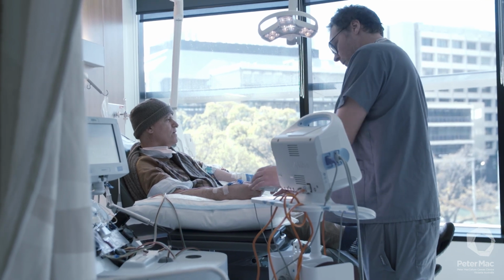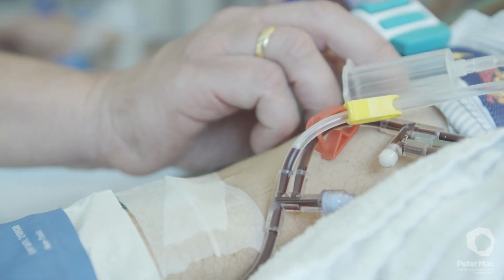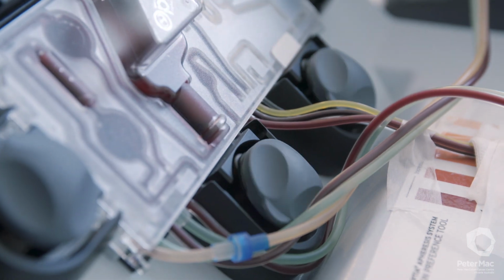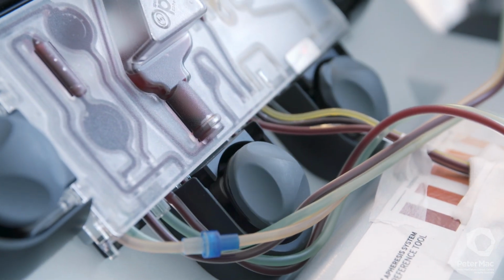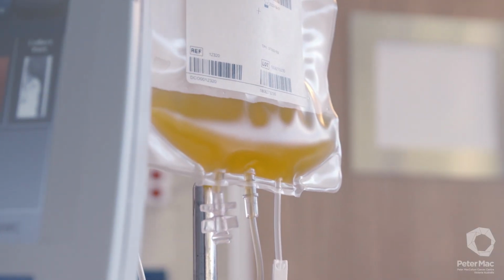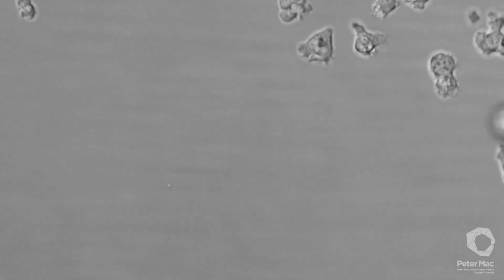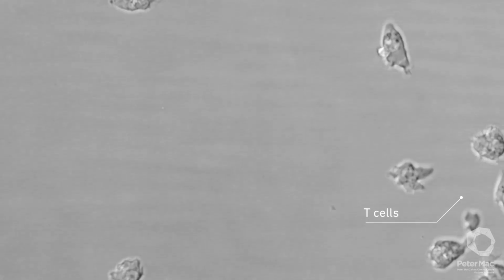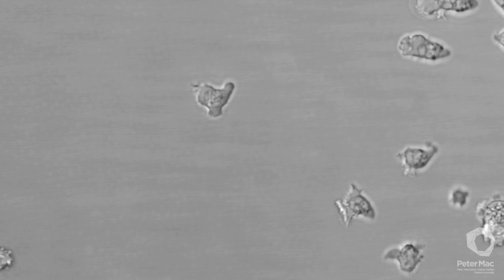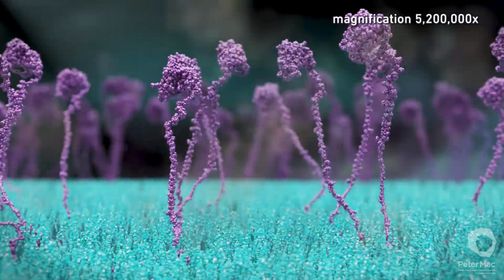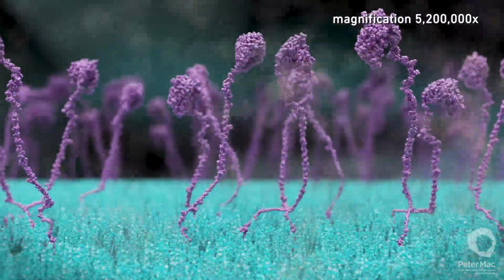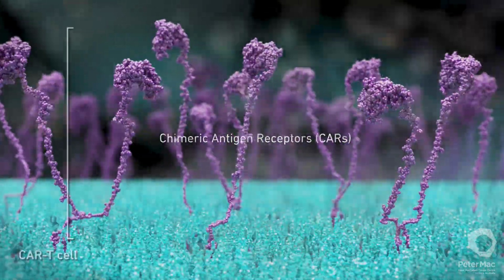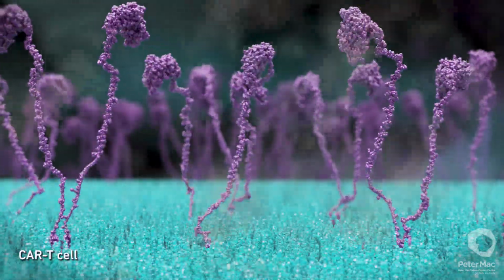One approach is called Chimeric Antigen Receptor T cell, or CAR T cell therapy. The process begins with filtering the patient's blood through a machine that collects T cells and other white blood cells. Here, we are looking at the patient T cells through a microscope. In the laboratory, the T cells are instructed to produce special receptors called Chimeric Antigen Receptors, or CARs, on their surface, making them into CAR T cells.